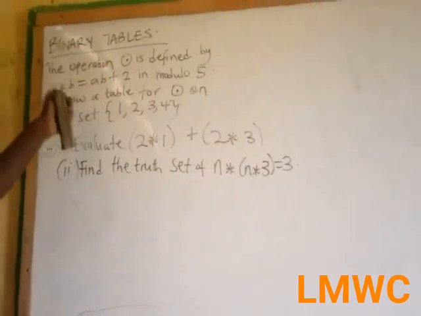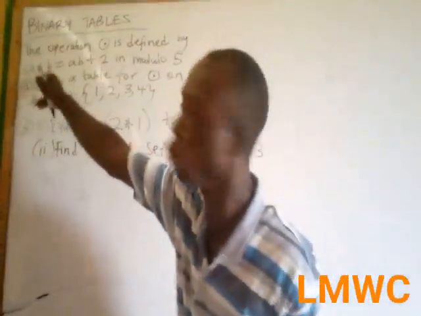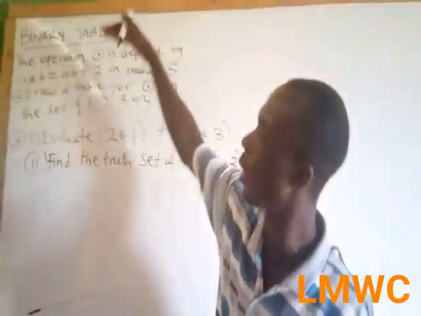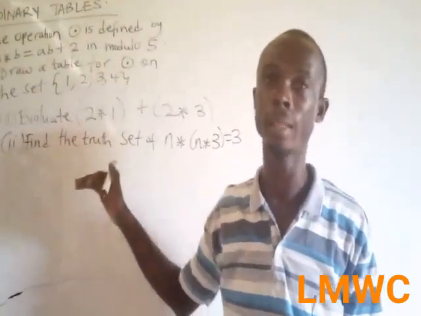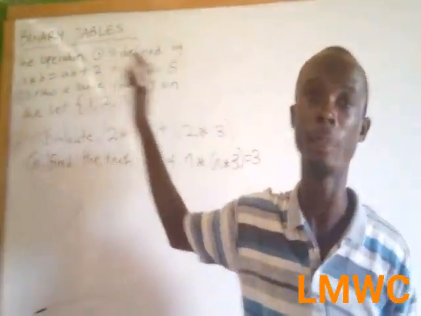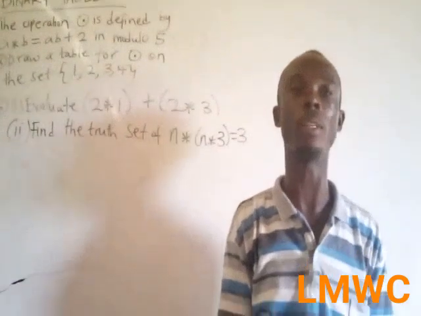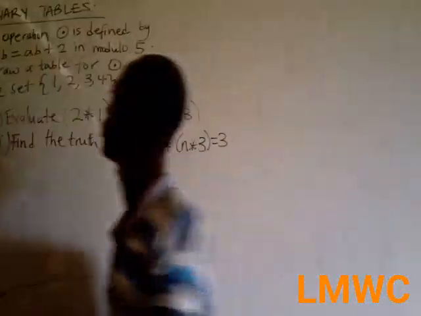They gave you one symbol, but in certain questions you can be given two symbols, and each one has its own formula. This means you will construct two tables for the formulas given. You can't construct two formulas in one table. No, it's not possible. Each formula will take its own table.